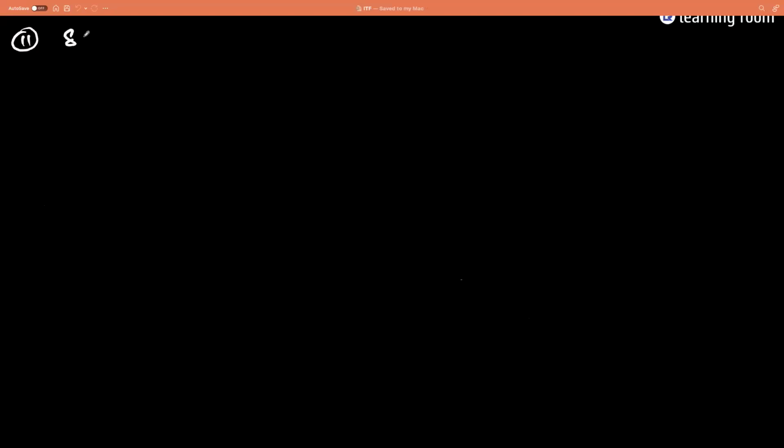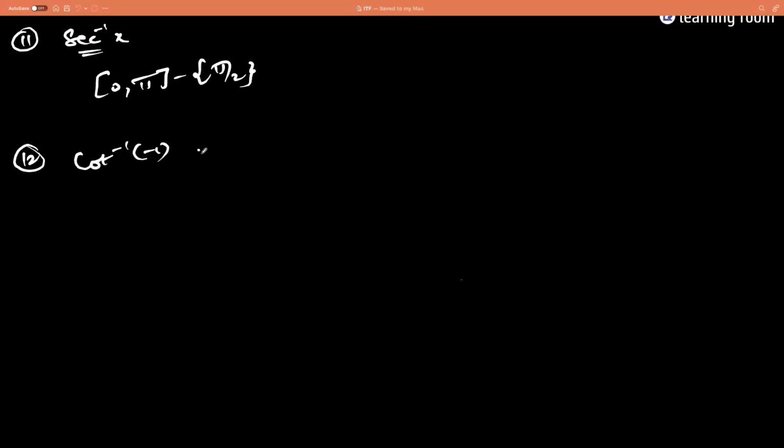So range of secant inverse x. You already told me, no? 0 to pi except pi by 2. 12th one. Principal value of cot inverse of -1. We did this. It is pi minus cot inverse of 1. So pi minus, how much is it? Cot inverse of 1 is pi by 4, which will be 3 pi by 4. Correct.